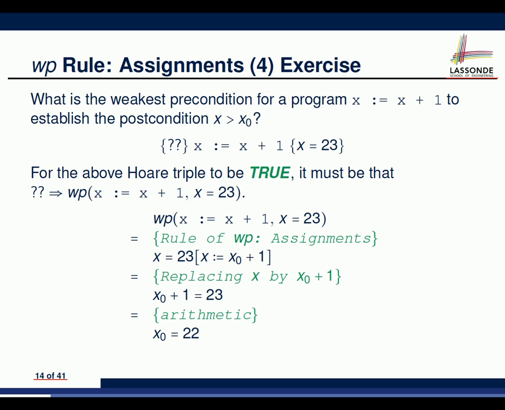Yes? Sorry, is the postcondition x is greater than 23? You mean the postcondition? Over here the postcondition is simply x equals 23. Okay, so then x equals 22 is the weakest precondition and the only precondition, right? Well, in this case, yes, that's the only one. But x equal to 22 is also like a set. It's a singleton set. You can think about it that way in this case.